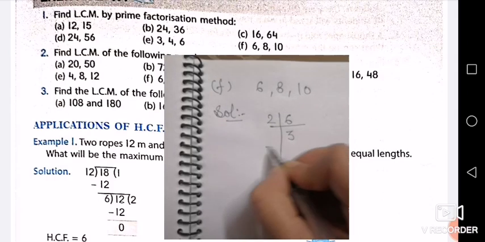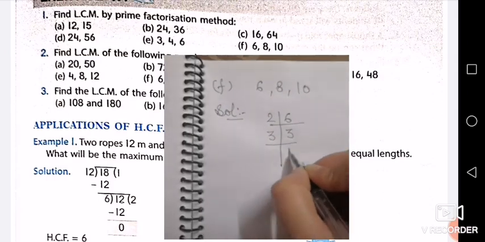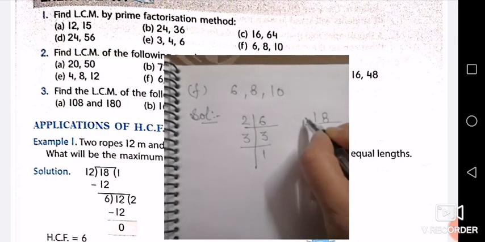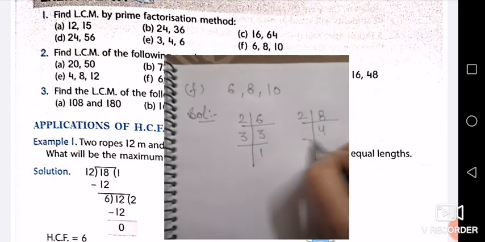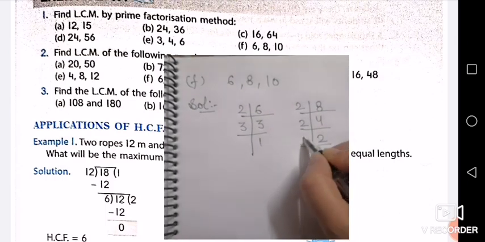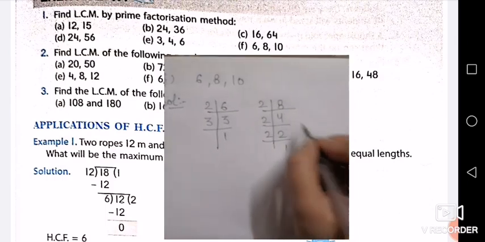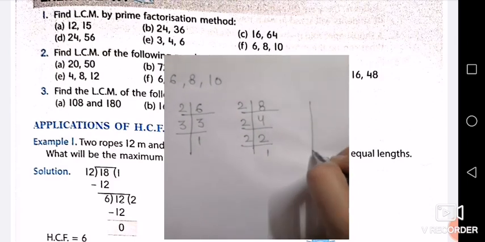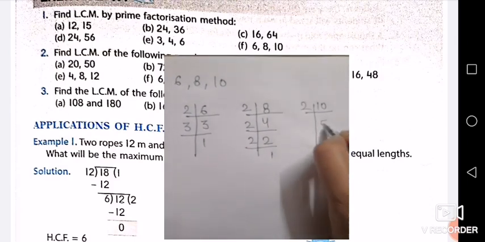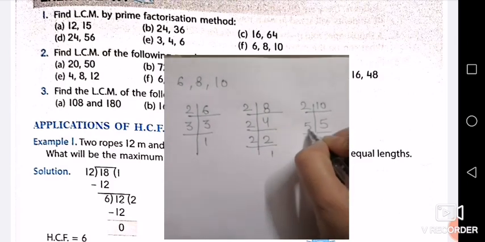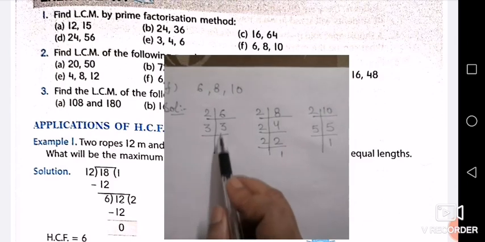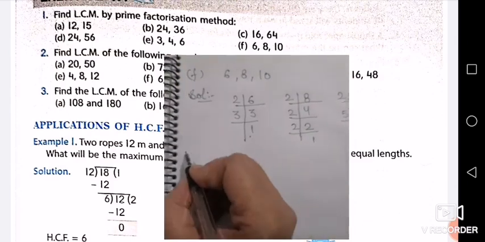2 3s are 6 and then 3 1 times. Second is 8. 2 4s are 8, 2 2s are 4 and then lastly 2 1s are 2. Now the third number is 10. We will do the prime factorization of 10 also. 2 5s are 10 and then 5 1s are 5. So these are the prime factors of 6, 8 and 10 that we will write.